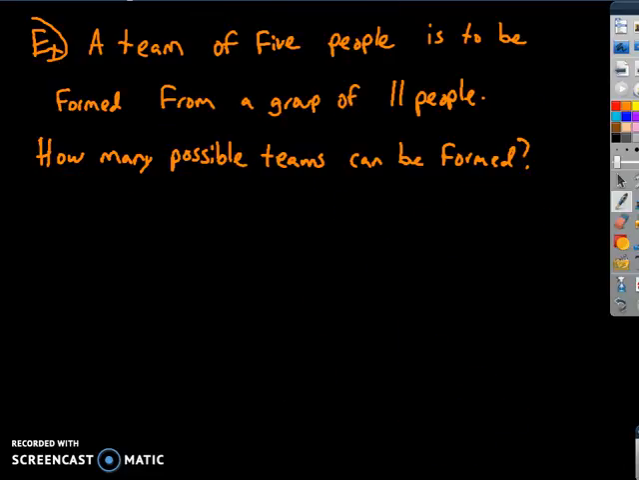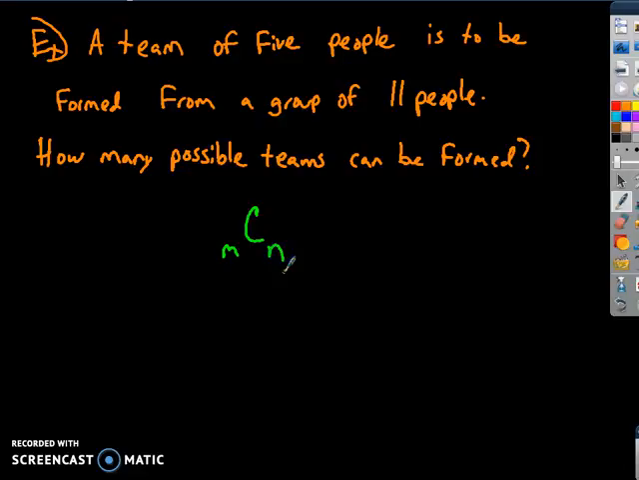Okay, so a team of 5 people is to be formed from a group of 11 people. How many possible teams can be formed? I'll first read the question and decide whether it is a permutation or combination. You decide that by deciding whether or not order matters. If you've got a team of 5 people, does it matter who gets selected first, second, third, fourth, or fifth? No, because no matter what, it's still the same team. So it's definitely a combination.